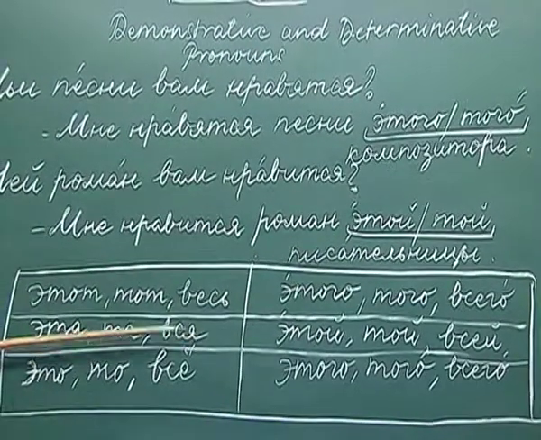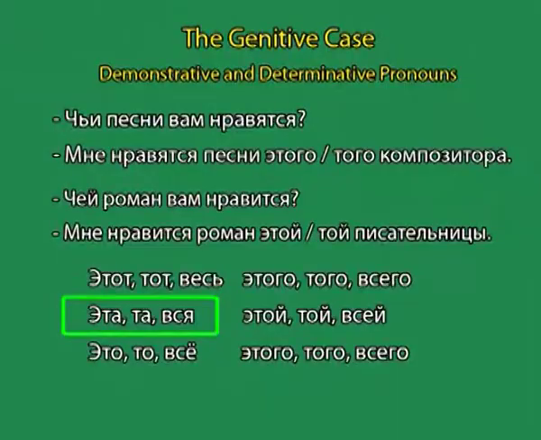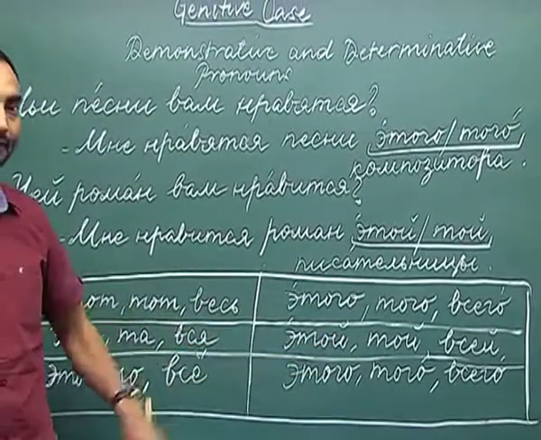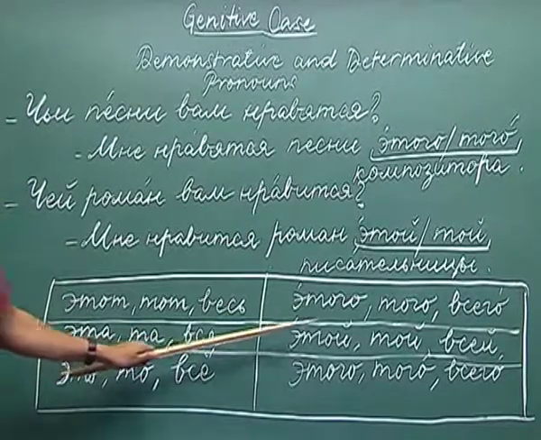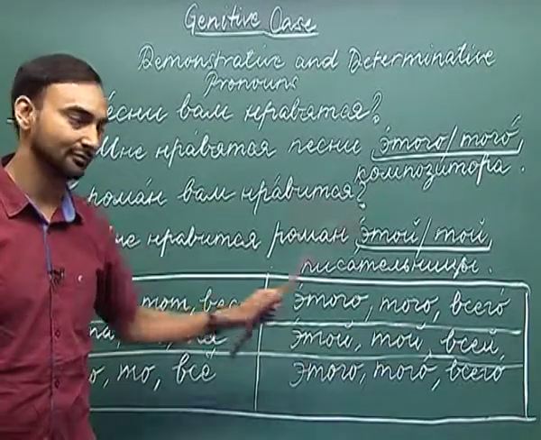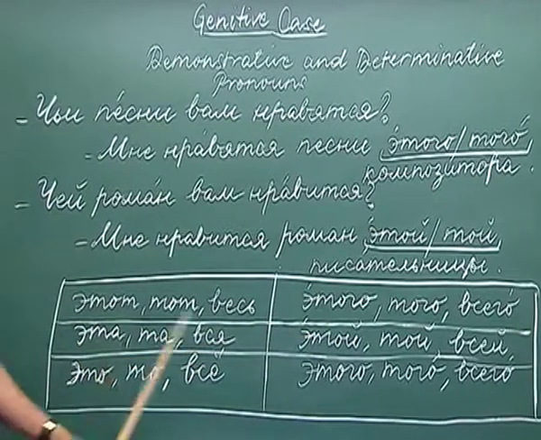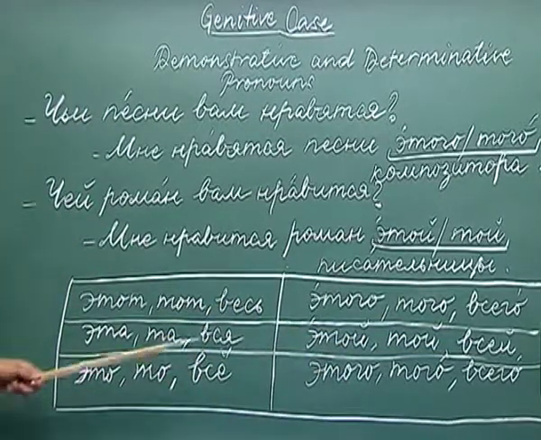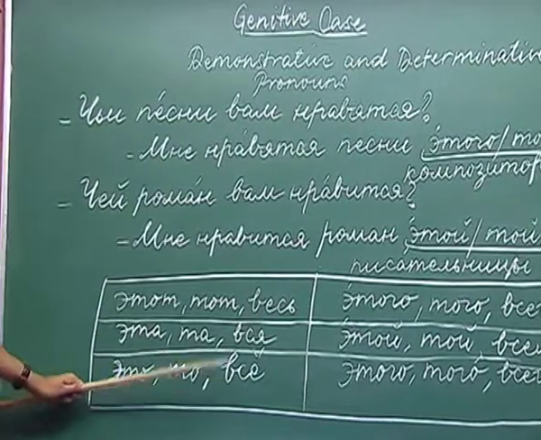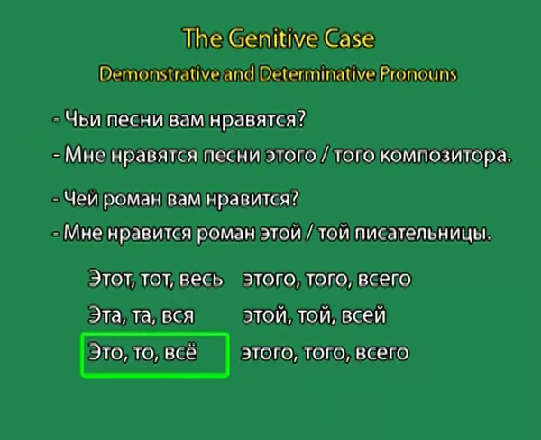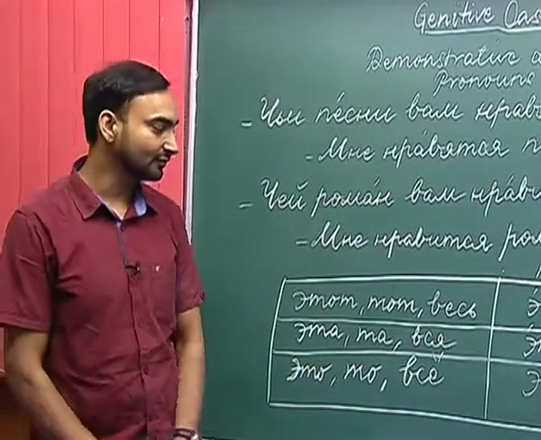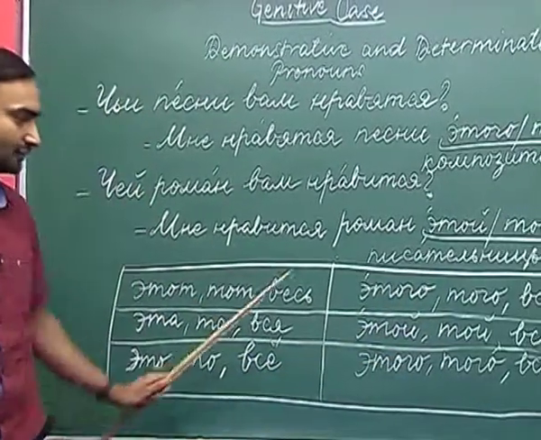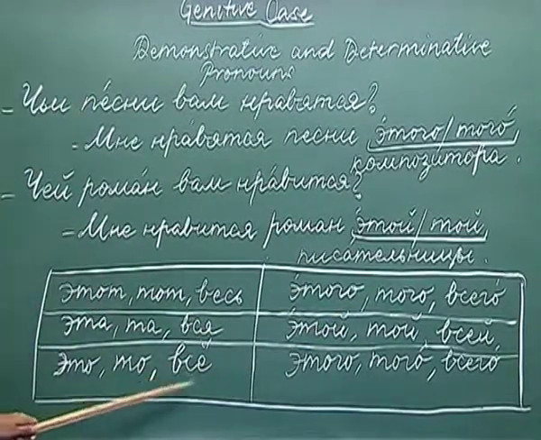The second row represents the feminine gender forms: эта, та, вся. So, what happens when they are used in the genitive case with feminine nouns? Этой, той and всей. So, этой corresponds to эта, той to та and всей to вся. The next row is the neuter gender: это, то, всё. When they are used with neuter gender nouns, это becomes этого, то becomes того and всё, всего.